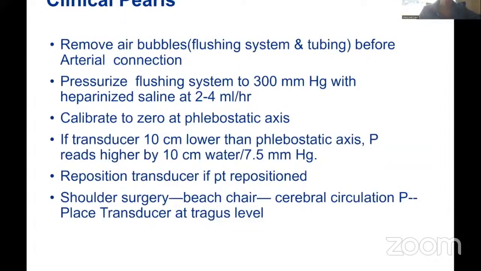Always remove air bubbles before you do arterial cannulation. Pressurize the system to 300 millimeter of mercury and heparinize saline at 2 to 4 ml per hour. Calibrate to 0 at phlebostatic axis. If the transducer goes 10 centimeter lower than the phlebostatic axis, the pressure readings will be higher by 10 centimeter of water or 7.5 millimeter of mercury.